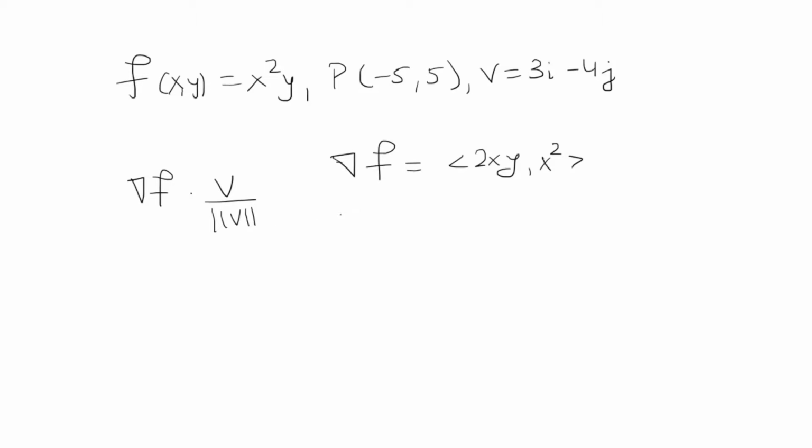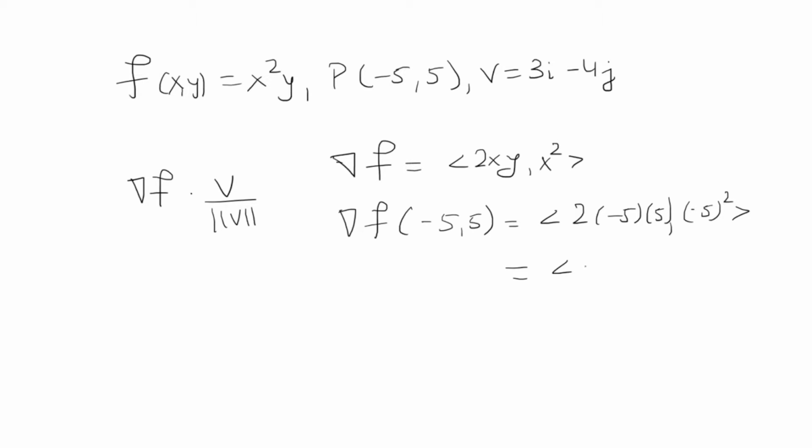And next, let's find out what it is when we plug in negative 5, 5 into the gradient. So it's 2 times negative 5 times 5. And then x squared is just negative 5 quantity squared. That simplifies to negative 50, 25.